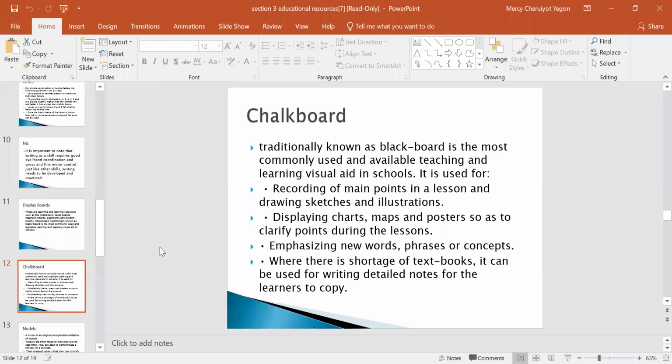It is only meant for you to record main points and to display charts, maps, and posters so that you clarify points during the lesson. It is also used for emphasizing new words, phrases, or concepts. Allow me to say that when you are emphasizing the new words, you must ensure you voice out what you have written. For example, on the chalkboard, I have written the word monster.